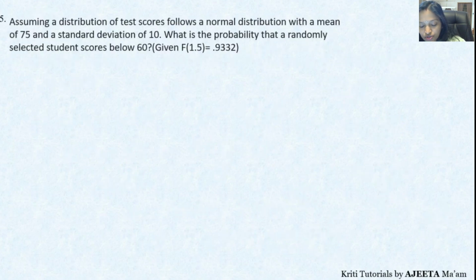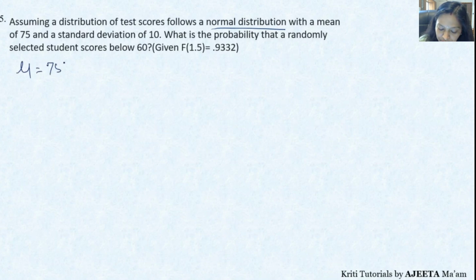Now the next question: assuming a distribution of test scores follows a normal distribution with a mean of 75 and a standard deviation of 10, what is the probability that a randomly selected student scores below 60? So again, this is a question based on normal distribution. So now what's your mean given to you? 75. What's your standard deviation? 10. And we have to find probability of x less than 60.